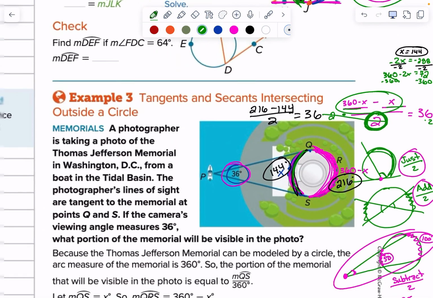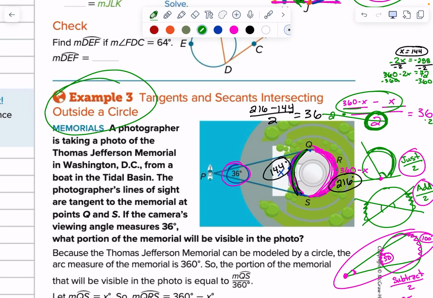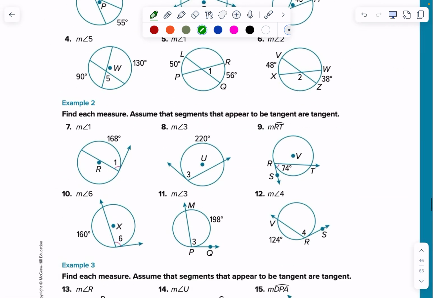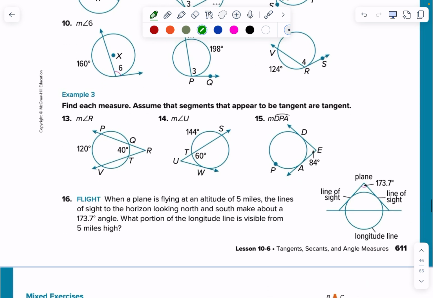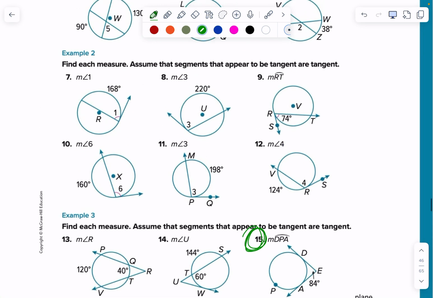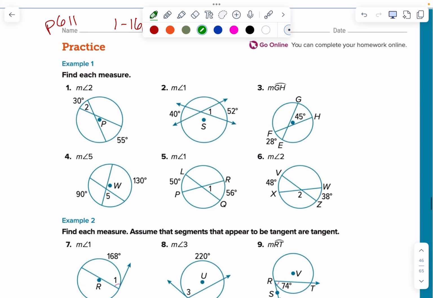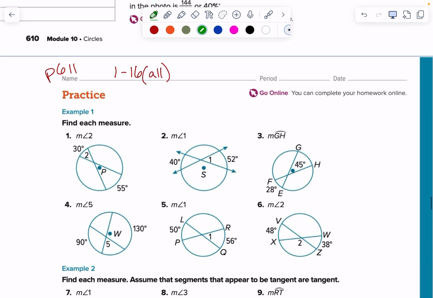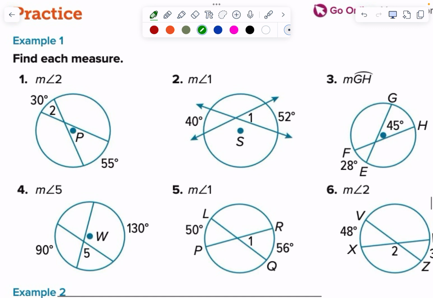You're going to want to come back to this example, example 3, when you do problems like that, like, I don't know, number 15. Number 15 is exactly like that. Okay? All right, so let's take a look at these. I'm going to go through examples 1 through 16, all, by the way, is the homework. Let's take a look at 1, 2, and 3.